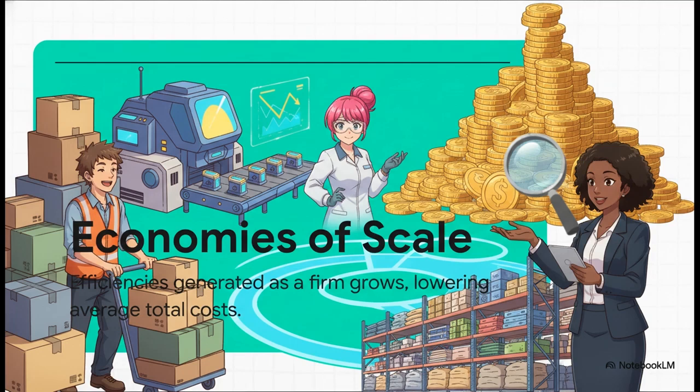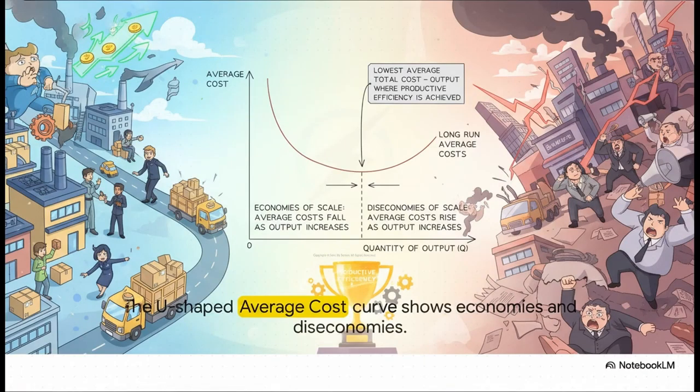Sounds amazing, right? But this brings us to the U-shaped curve that literally keeps CEOs awake at night. Notice the left side of this curve. As output increases, average costs fall thanks to those economies of scale. You eventually hit the bottom, the absolute lowest average total cost, where productive efficiency is fully maxed out. But look at the right side. If you grow too fast or get too big, diseconomies of scale kick in. Red tape piles up, communication breaks down, management becomes bloated, and your average costs painfully begin to rise all over again.